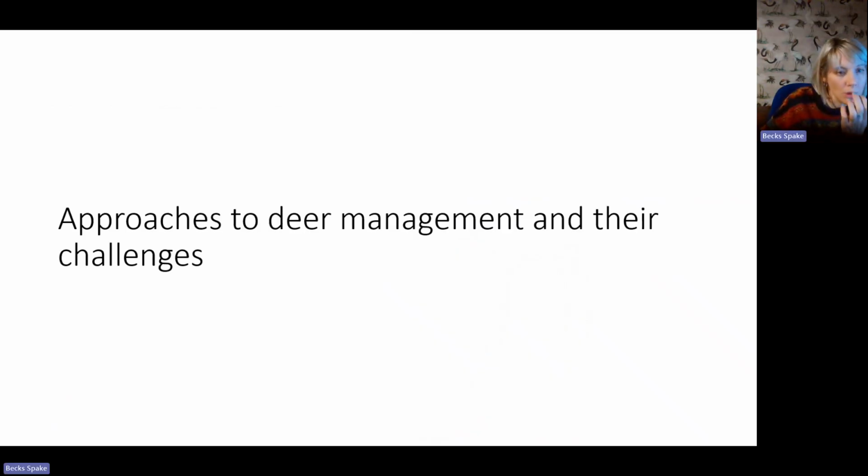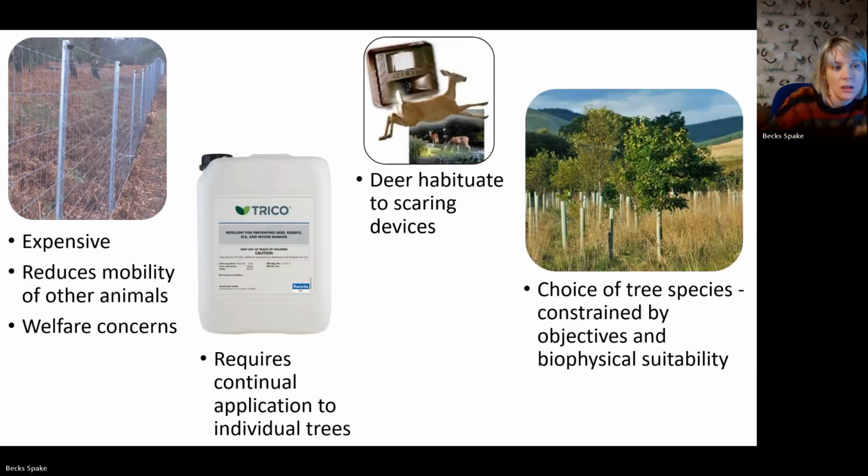So what do we do about it? What are approaches to managing deer and mitigating against their impacts? And what are the challenges that these different approaches give rise to? So let's look at them. A really common method is fencing. So erecting deer-proof fences around large areas to protect, for example, newly planted woodland.